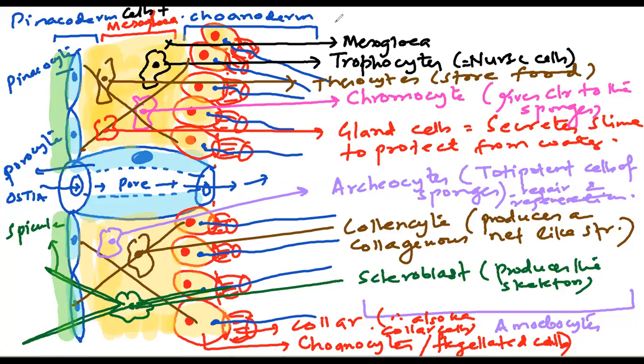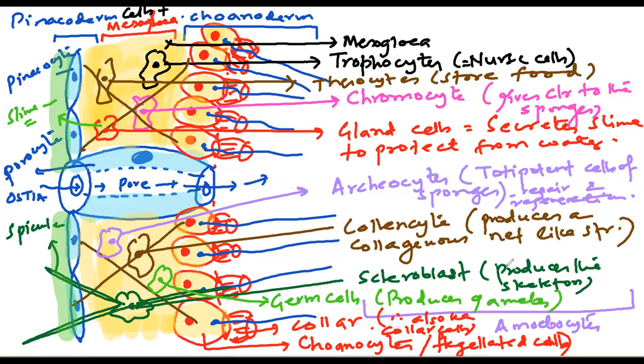So who has produced this layer of slime? The gland cell. So this layer is called slime, and it is protecting the sponge from water. Similarly, we can make one more cell. This is called germ cell. What will it do? This produces gametes.